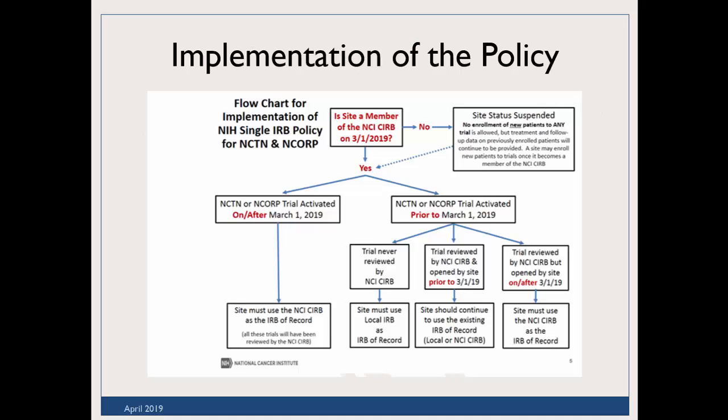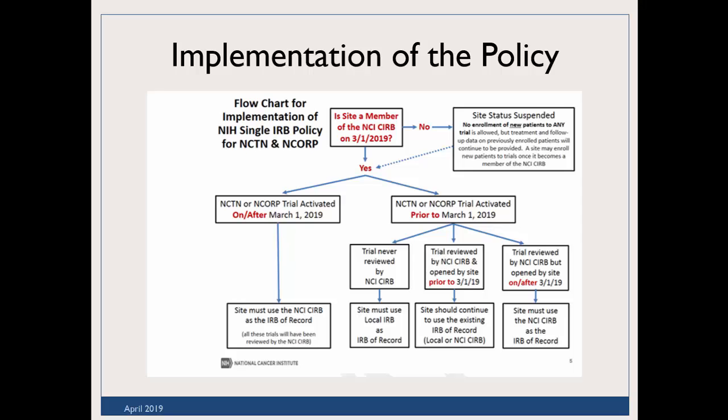And not to go into too much detail, but part of this requirement is any NCTN or NCORP study that activated after March 1st, 2019. If you're a US NCTN or NCORP site, you must use the CIRB. If the study was CIRB reviewed but activated prior to March 1st, 2019, and you used your local IRB for your initial activation, you can continue to use your local IRB, but if it's after March 1st and it's your initial activation of the study, you must use the CIRB.